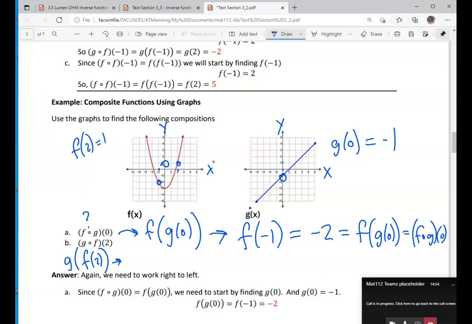Now, g of f of 2, well, that's the same as g of 1 now. So now I come over here and look for g of 1. And I find x equals 1, and look at that. Lo and behold, when I have x equals 1, the graph is at 0. The graph is at 0 when x is 1. So g of 1 equals 0. Therefore, g of f of 2 is the same as g of 1, which is the same as 0.